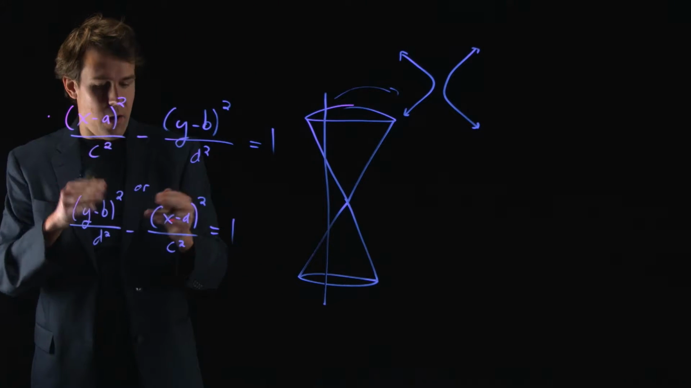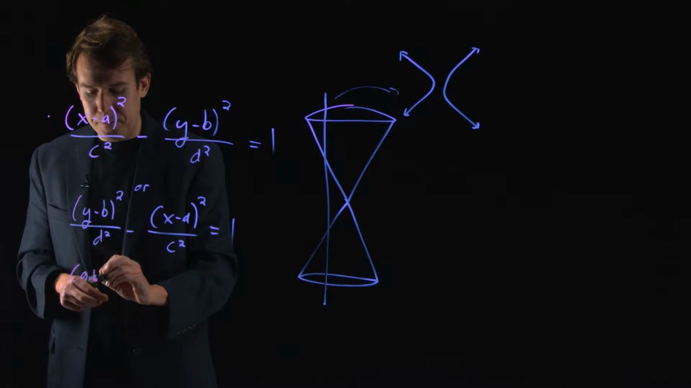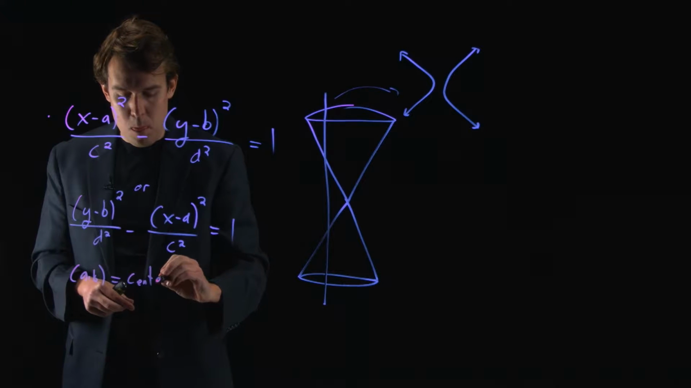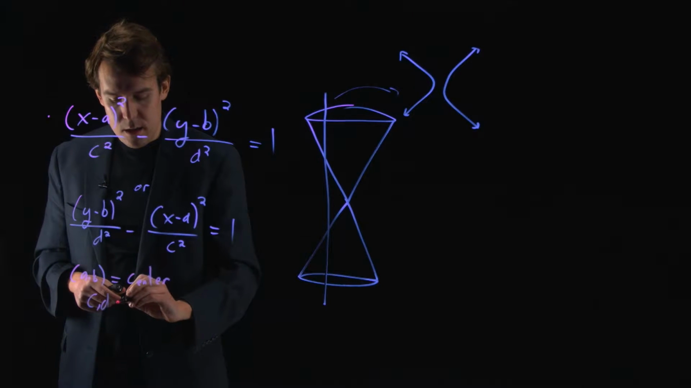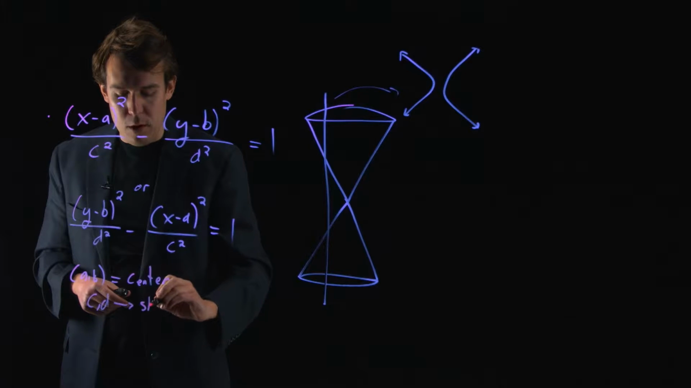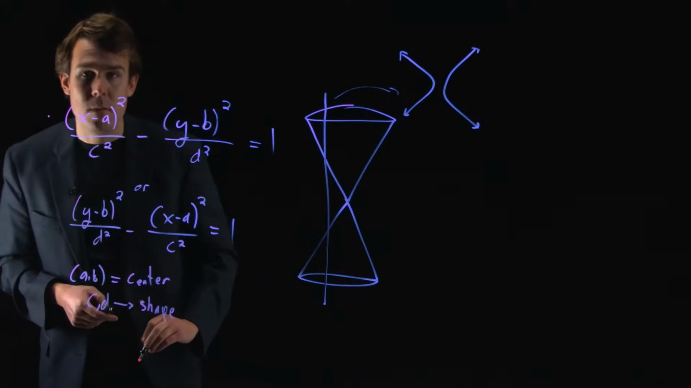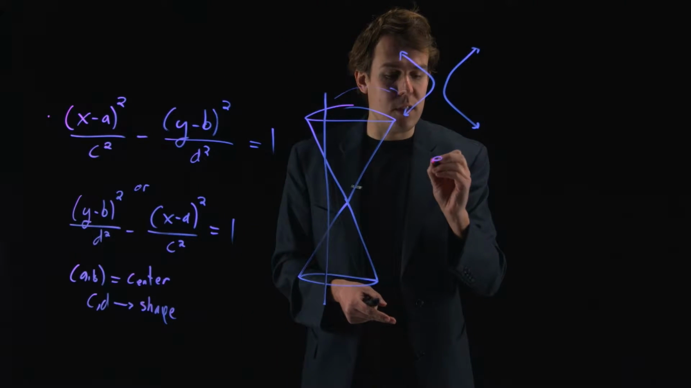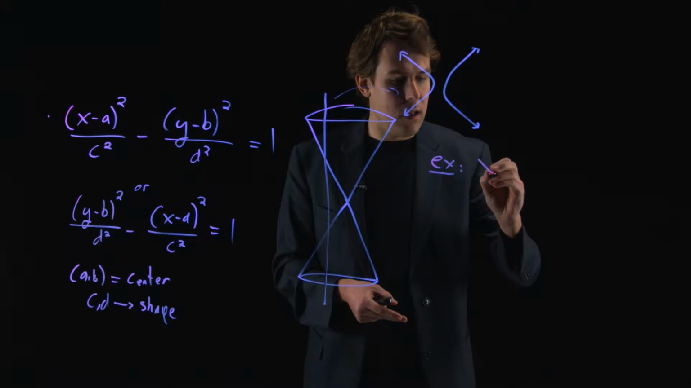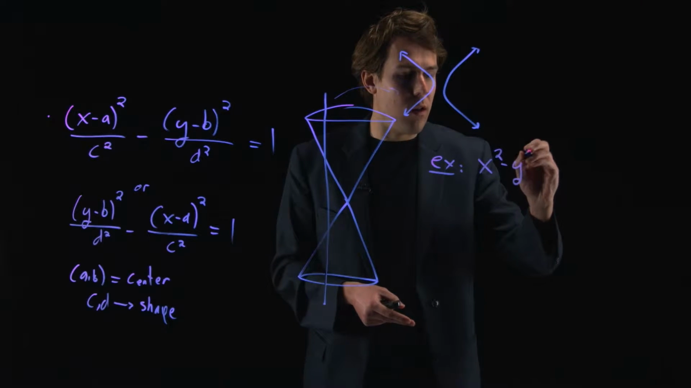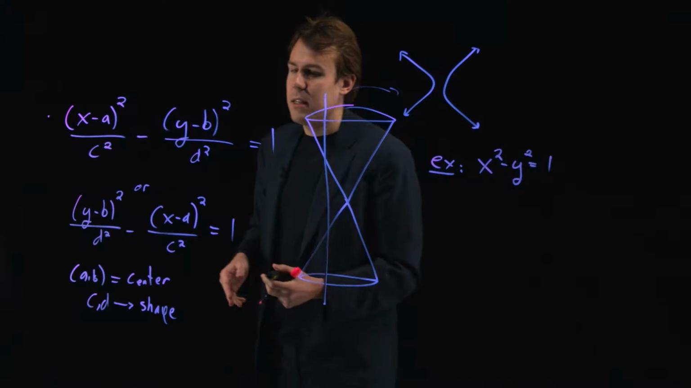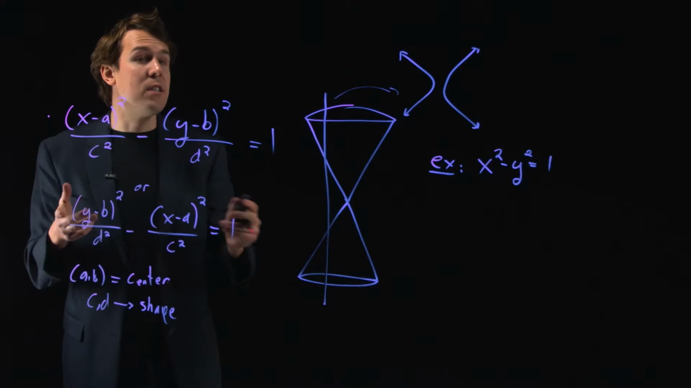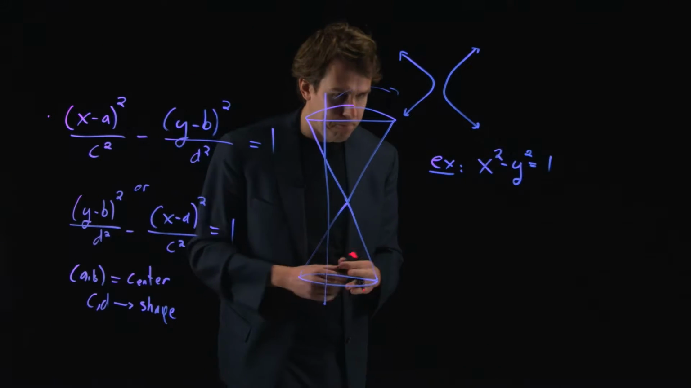So what are the roles of the variables here? So a and b denote, as usual, the center. And then c and d describe the shape of the hyperbola. So let's look at an example, and I'd like to plot this to give us a sense of how to understand hyperbolas. If I have x squared minus y squared equals 1, then in this case, a and b are 0 and c and d are 1. So a very simple example compared to what we could do.